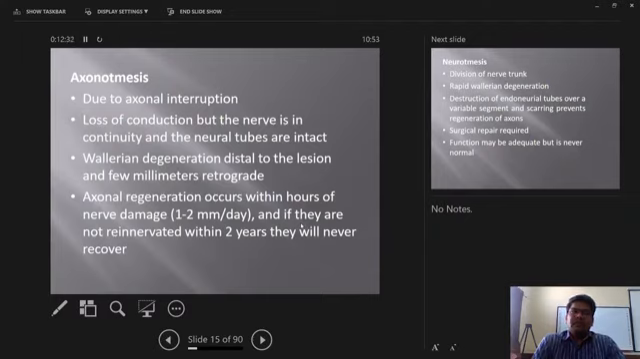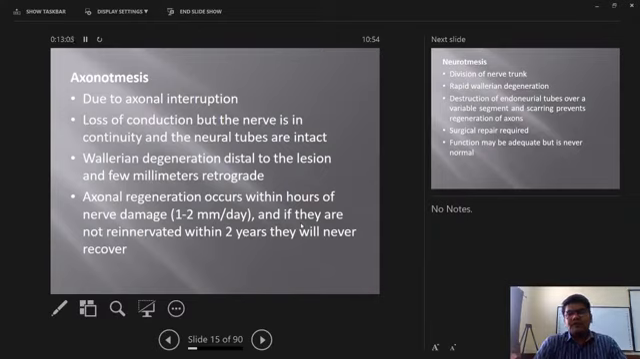Now what happens in axonotmesis is this Wallerian degeneration. That means the distal part of the nerve axon undergoes Wallerian degeneration, and also the proximal part of the nerve till the first node of Ranvier undergoes Wallerian degeneration. So axonal regeneration occurs within hours of nerve damage.